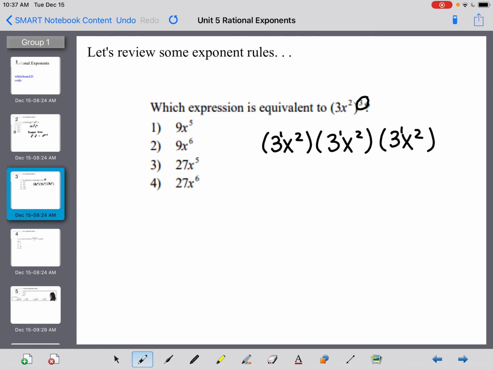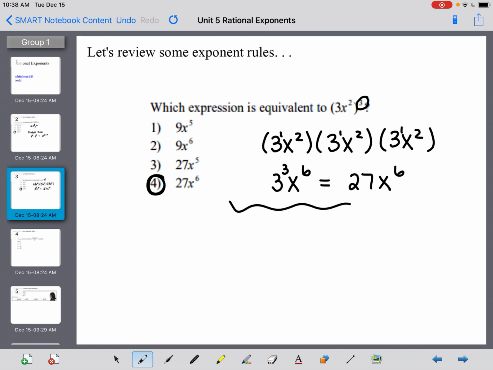Since I have all common bases of 3, this is the same as 3 to the third, since 1 plus 1 plus 1 is 3. And for x squared times x squared times x squared, I should get x to the sixth. 2 plus 2 plus 2 is 6. Now, because I know 3 to the third, that's a numerical value, I can simplify that to 27, x to the sixth. So that's one way to approach this problem and to get answer choice 4.